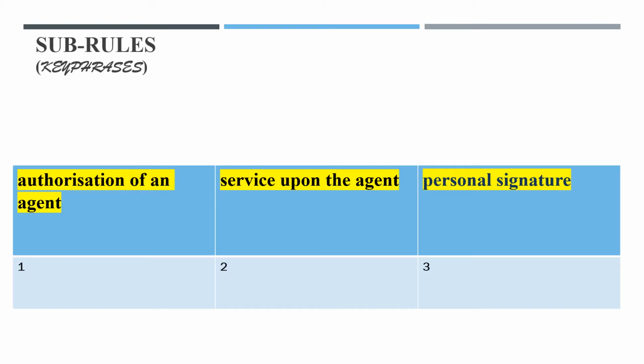Okay, let us proceed. Now we can say sub rules. The key phrase for sub rule 1 is authorization of an agent. The key phrase for sub rule 2 is service upon the agent, and the keyword from the sub rule 3 is personal signature. So just remember these things and try to recall the respective sub rules and the rule as a whole.